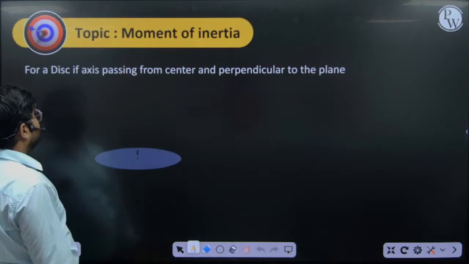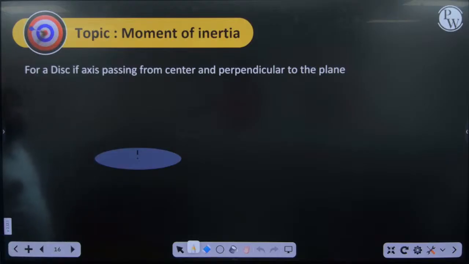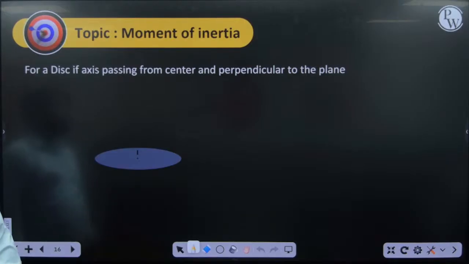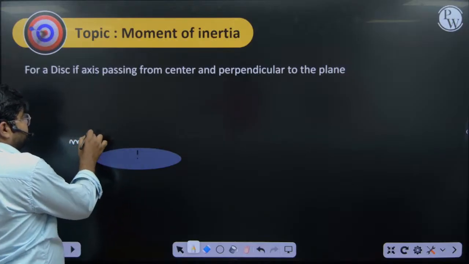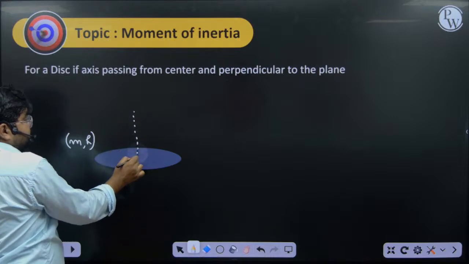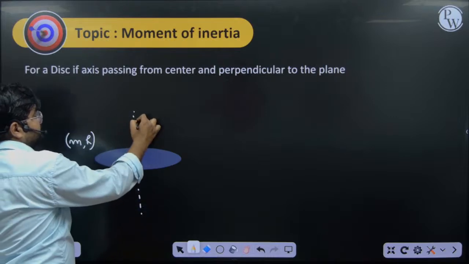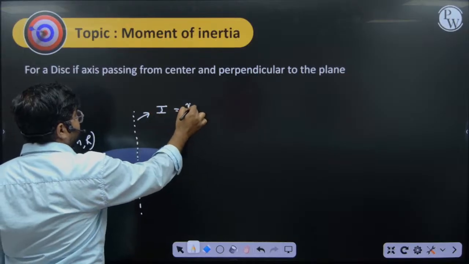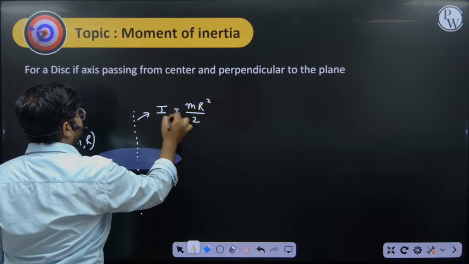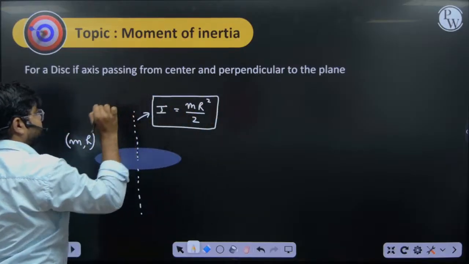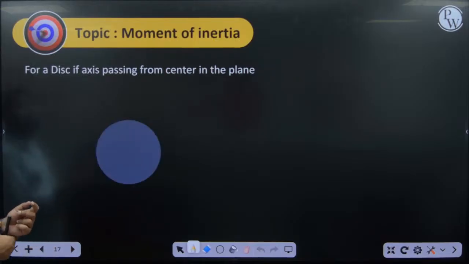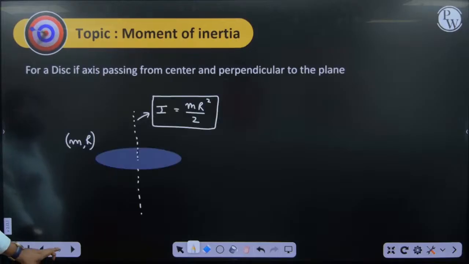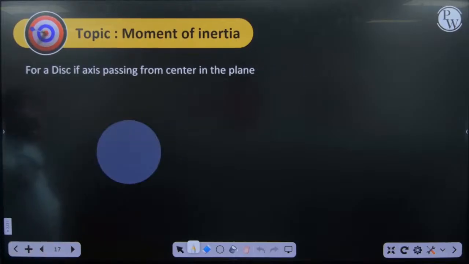The next, let's see. For a disk, axis passing from center and perpendicular to the plane. So this is a disk, mass m, radius r, and this is the axis. So about this axis, just memorize this result. It is mr square by 2. Okay, mr square by 2. For a disk, axis passing from center and in the plane.